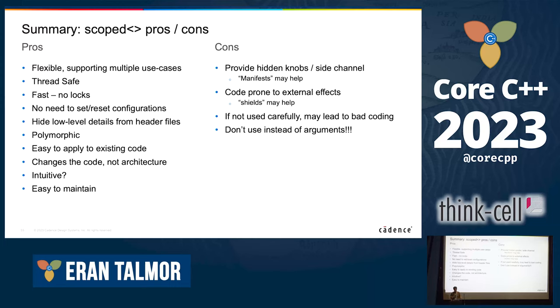But the cons are that you're providing hidden knobs or a side channel. Manifests try to help. It's also prone to external effects if you don't do it correctly. Shields could help. It could give you another way to do some bad coding, which is always the case. And never, never, never, ever use it instead of proper arguments. Like if you want to compute a Pythagorean sum of two numbers, pass these numbers, don't use scope.